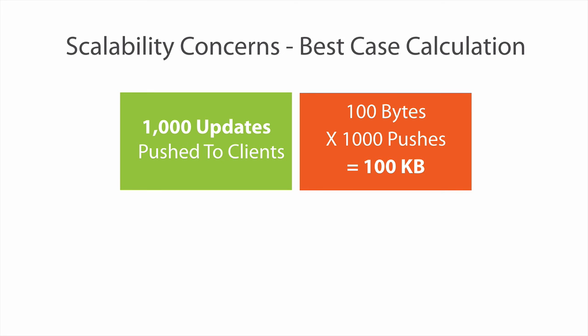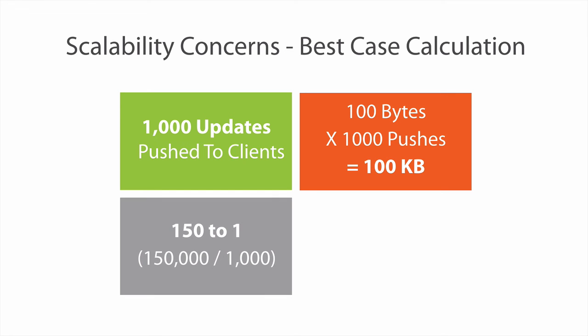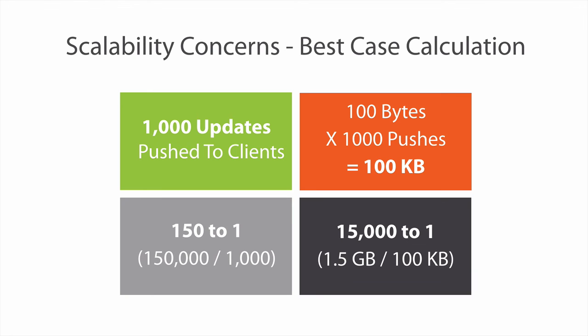So the ratio of requests in the polling scenario to the minimum required requests is about 150 to 1. And the ratio of the data downloaded to the data needed is about 15,000 to 1. So although the polling solution is pretty easy to implement, because of its scalability issues, I think we can rule it out. So let's come up with a solution that is closer to the best case scenario, what we'll call the push option.